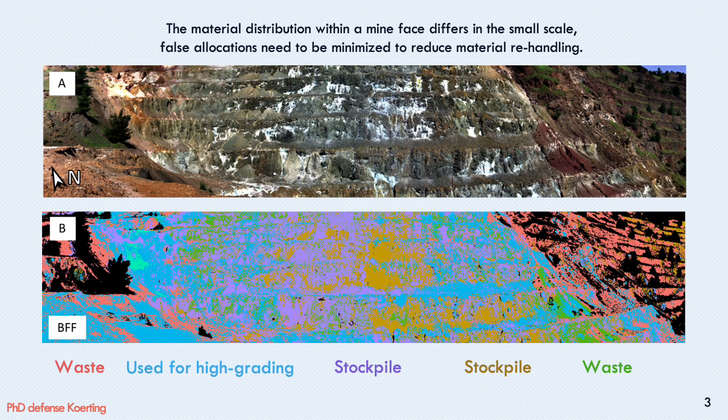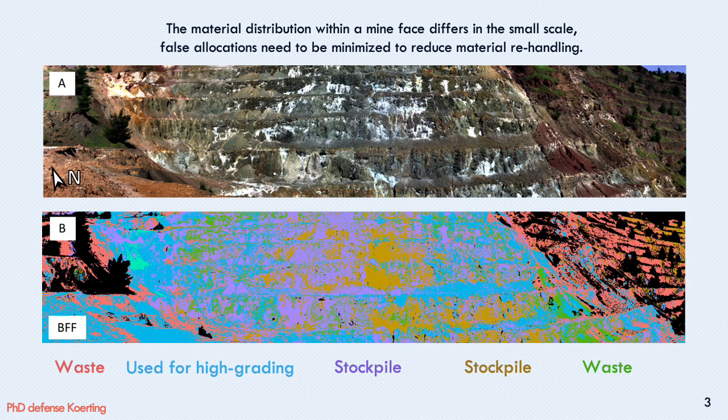The material distribution within a mine face differs on the small scale, and false allocations need to be minimized to reduce material rehandling. I propose the use of superspectral mine face scanning to identify relevant materials and create distribution maps that allow for efficient material handling and also processing.